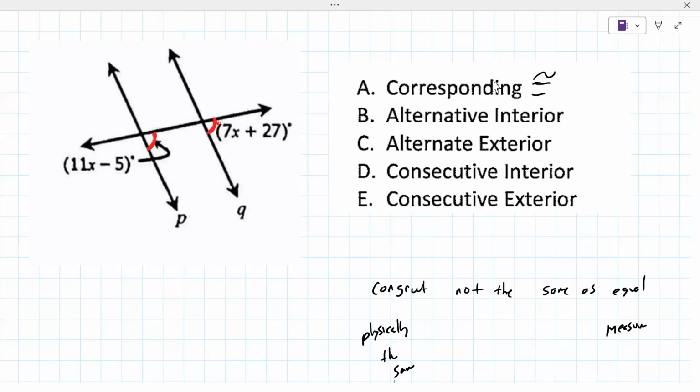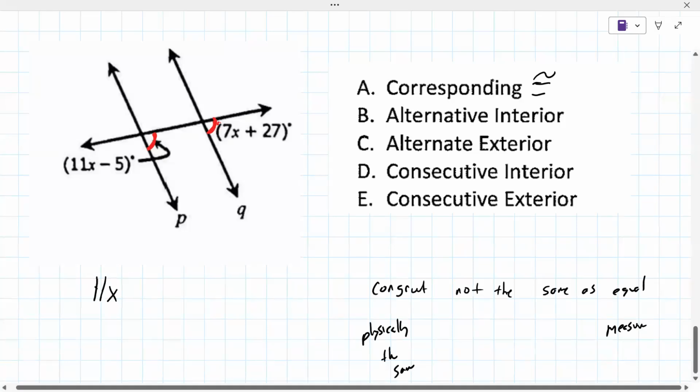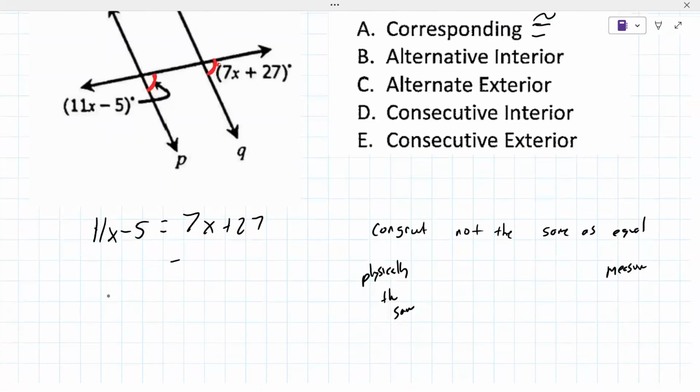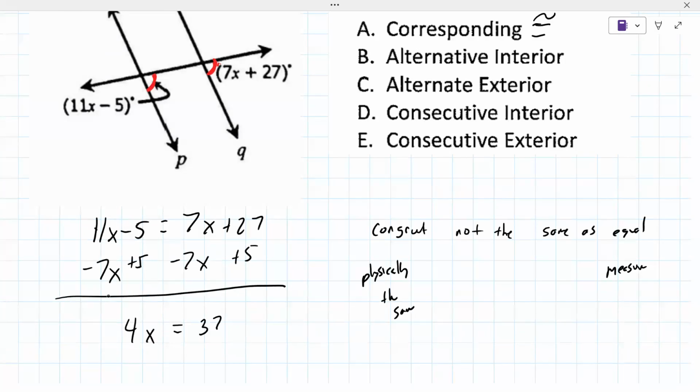I'm having trouble solving this one. 11x minus 5 equals 7x plus 27. So you move the smaller variable to the larger side. So you're going to subtract 7x from both sides. And then you're going to add 5 to both sides. So this gives you 4x equals 32.